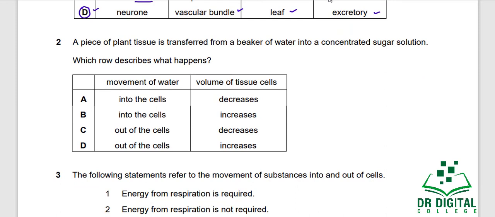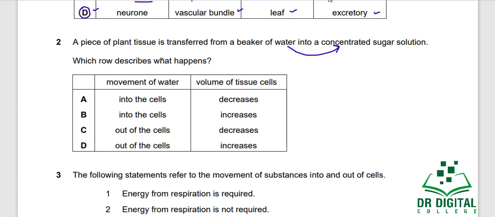In question 2, a piece of plant tissue is transferred from a beaker of water into a concentrated sugar solution. Which row describes what happens? You know that water will move from the dilute to the concentrated solution. Osmosis is always from dilute to concentrated solutions. If the plant tissue is present in the beaker of water, it means it was present in a dilute solution.